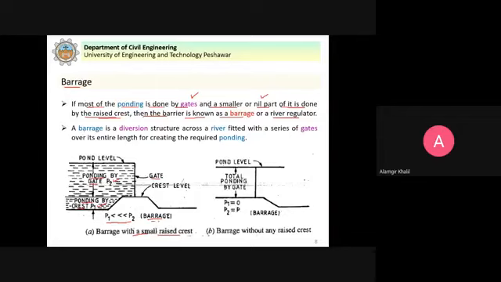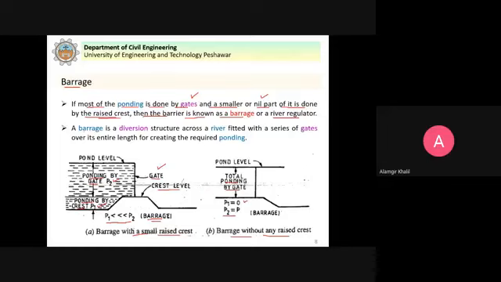So in case of a barrage, if it is provided with a raised crest here, small ponding is done, but the major portion of the ponding is achieved through the gates. This is the difference between the weir and the barrage. In this case, you can see a barrage without any raised crest. So total ponding is achieved by the gate. P1, which is the ponding by the crest, is now 0, and P2, which is the ponding by the gate, is actually the total ponding. So this is the difference between the barrage and the weir.